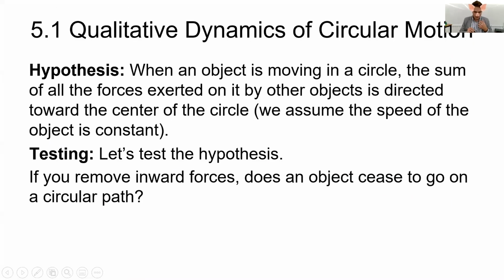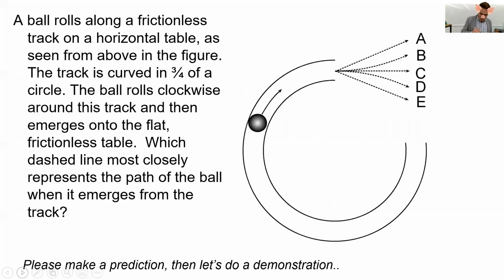Okay. So our hypothesis is that when an object is moving in a circle, the sum of all the forces exerted on it by other objects is directed towards the center of the circle. And we can test it. If you remove the inward forces, does the object cease to go on a circular path? So I'm going to do a little demonstration. We can do a little vote on it here.